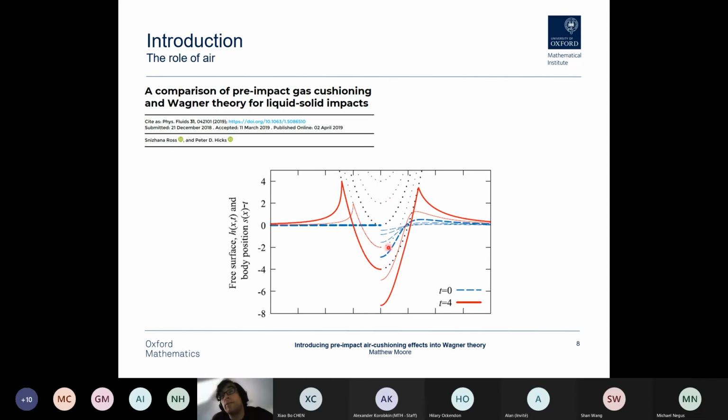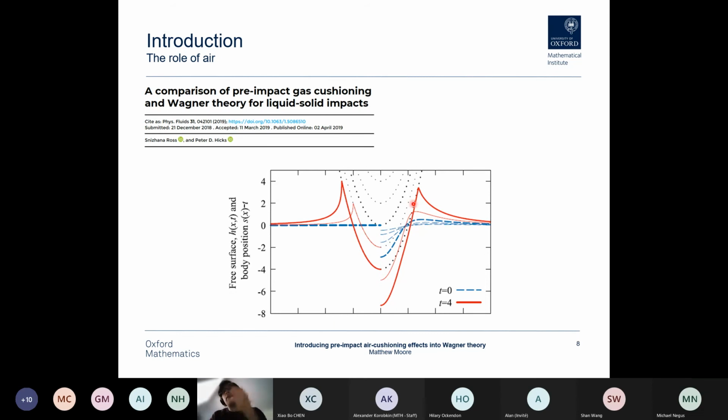The one on the left is the picture in classical Wagner theory. So the cylinder comes in and touches down at t equals 0, which is this dashed blue line. And you then get this dynamic as the jet grows along the side of the body, and you get the impact. However, on the other half of the picture is what happens if you keep in the air and have that pre-impact dynamics built into the problem. You can see that at t equals 0, we haven't yet touched down. We actually have to go up to t equals 4 until we actually get touchdown of the body.